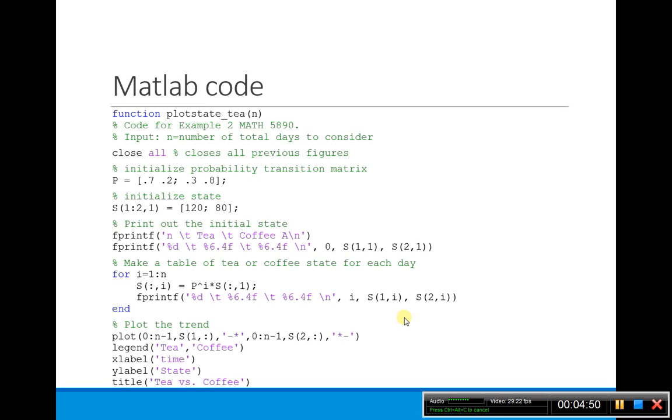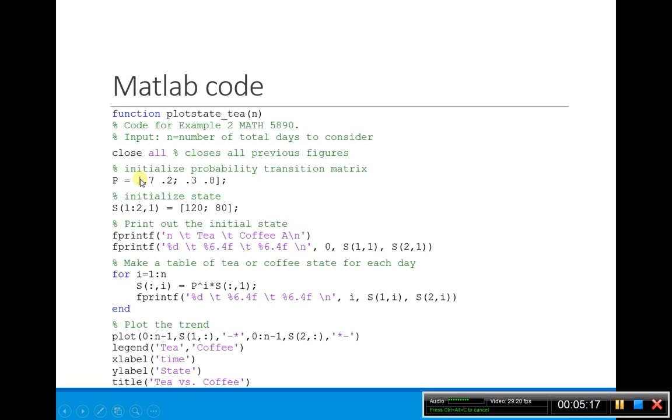So we don't want to do this by hand all the time, so let's look. Basically we take the code that we had previously, the plot state code, and we're just going to modify it slightly. So here we're going to have plot state t, which just means it's our example 2 problem. Again, our input is going to be how many days, not months, in this case, you want to consider. So this just closes any previous figures that we had.